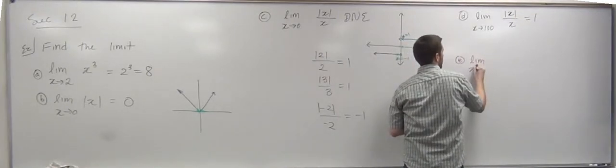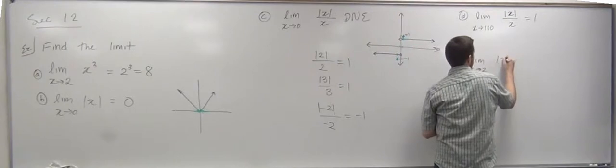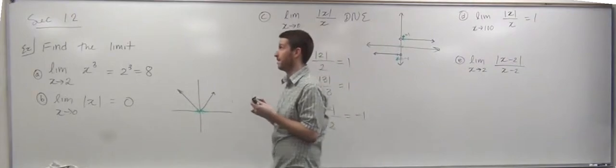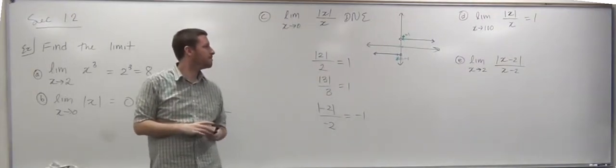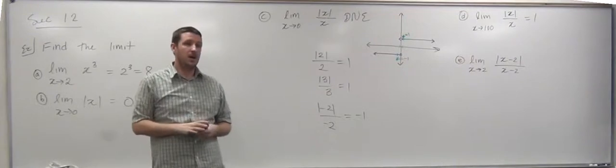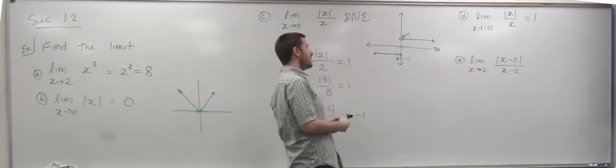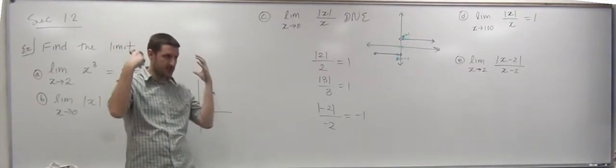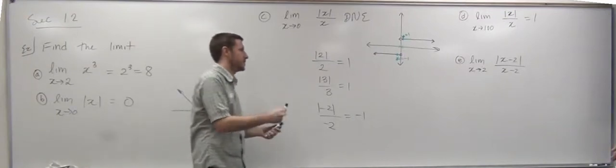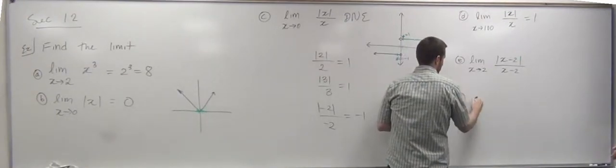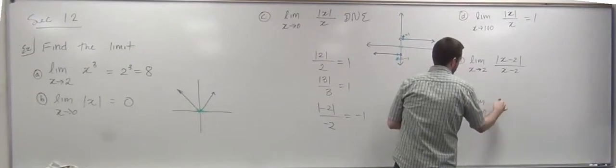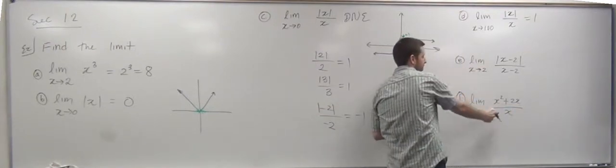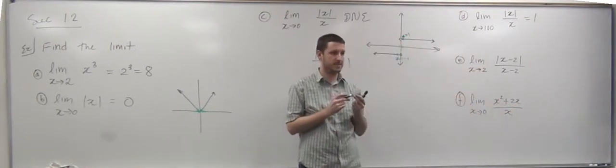What about the limit as x goes to 2 of absolute value of x minus 2 over x minus 2? That also does not exist. Why is that? Well, the fact that it makes 0 on bottom and 0 on top is not enough to say it does not exist. That's not enough logic. There are plenty of functions, for example, the limit as x goes to 0 of x squared plus 2x over x. This is 0 on top and 0 on bottom, but this limit does exist. It'd be 2.